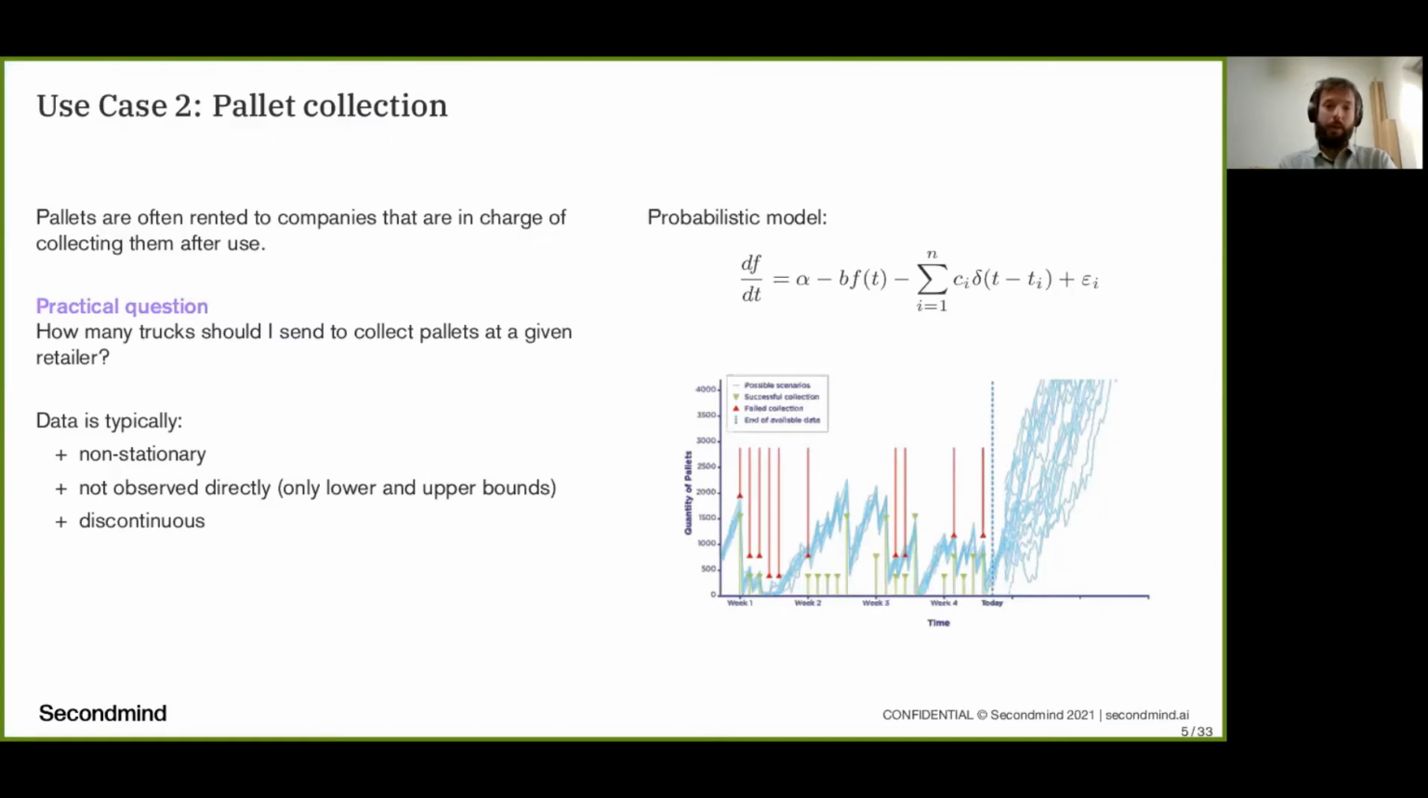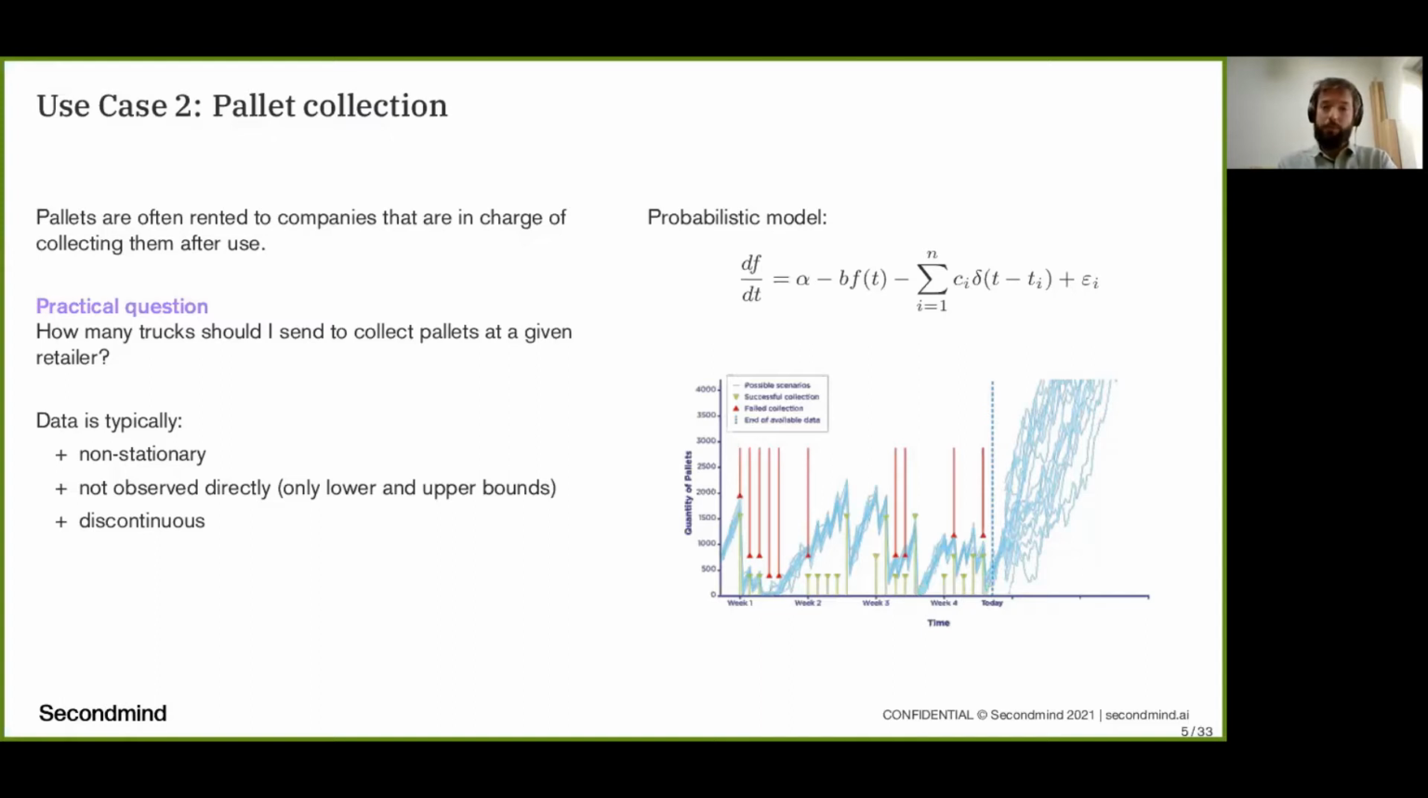So this can be represented by a stochastic differential equation, and things are linear. The noise that drives the system, we can make the assumption that it is Gaussian. So we end up with another Gaussian process model. The image there is one example. The green lines and triangles show the successful collections. So we know we have one truck that went there and collected 500 pallets when you have a green line, for example. That gives us a lower bound on the quantity of pallets, and the red ones are the failed collections. That gives us an upper bound on the quantity of pallets.